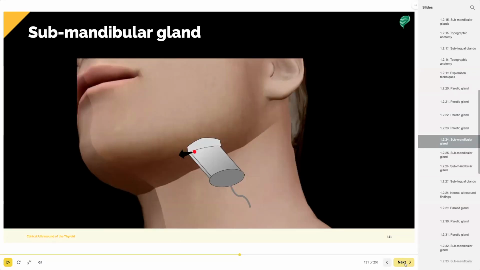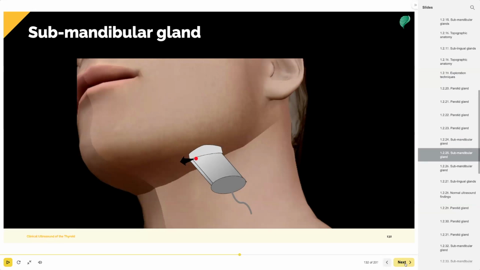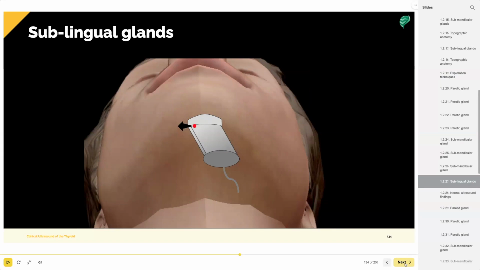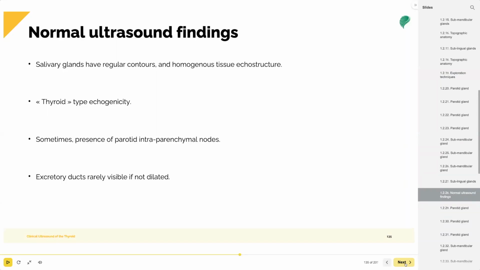We are scanning the submandibular gland here as well, and we want to make sure that we always explore the entire gland. We are scanning up and down, and we are scanning left to right always.